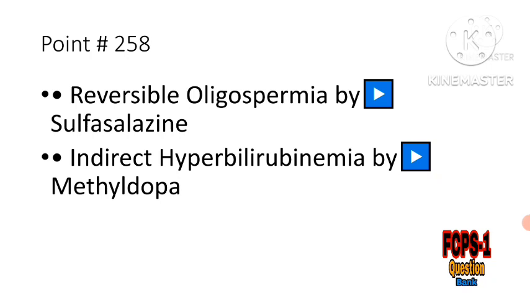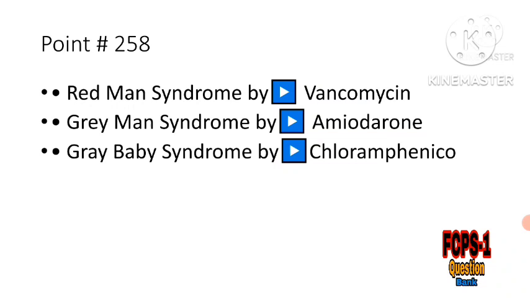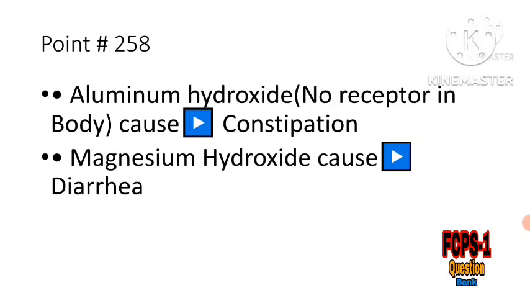Next, orange urine is caused by which of the following? Rifampicin. And gout is caused by pyrazinamide. Methemoglobinemia is produced by procaine. Red man syndrome is the side effect of vancomycin, gray man syndrome is the side effect of amiodarone, and gray baby syndrome is the side effect of chloramphenicol. Next, aluminium hydroxide causes constipation and magnesium hydroxide causes diarrhea.